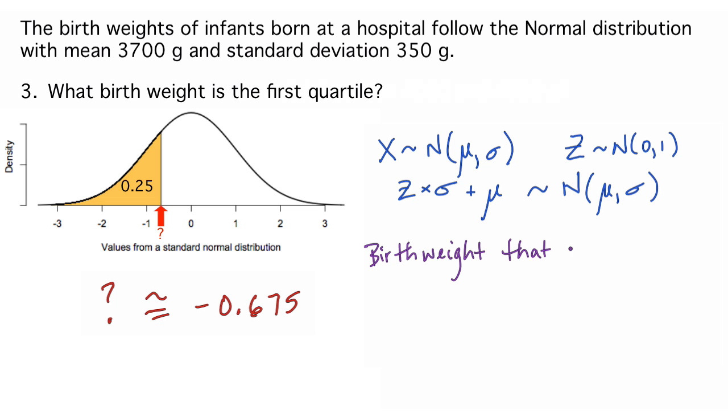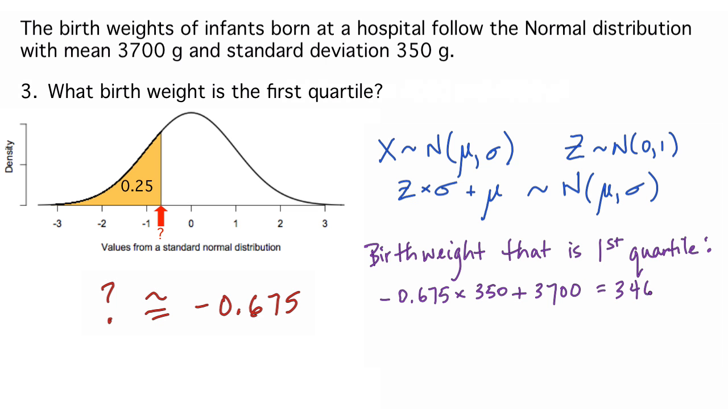So applying that to this birth weight problem, we know for the standard normal distribution that the first quartile is about negative 0.675. Converting that to our normal distribution for birth weights, we multiply it by 350, the standard deviation, and add the mean, 3,700, and we get 3,463.75. So the first quartile of birth weights at this hospital is about 3,464 grams.